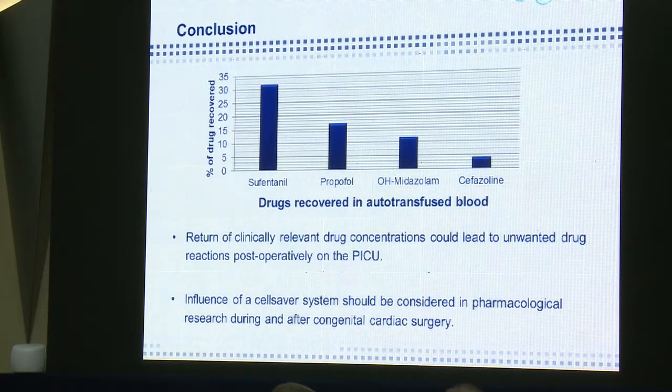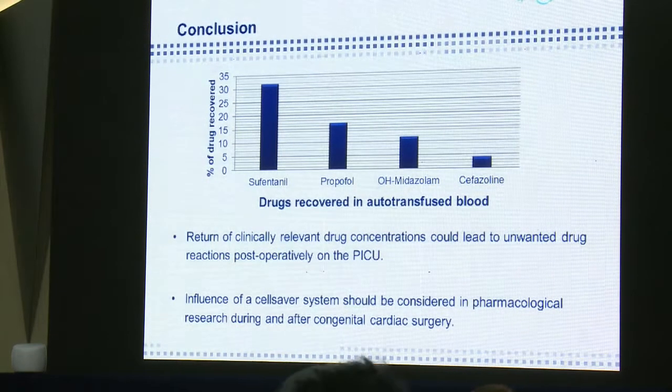So to conclude, there are drugs recovered in autotransfused blood. Depending on the drug, it can run up from 5 to 30%. Therefore, a return of clinically relevant drug concentration could lead to unwanted reactions postoperatively on the pediatric ICU. However, this would not go for all patients. Probably the patients with the biggest risk of an unwanted drug reaction would be a very small patient, a neonate perhaps, with major surgery, because you would have a large volume of cell saver product that is returned to the patient, mostly in a bolus dose, not a continuous IV infusion as you would normally give.